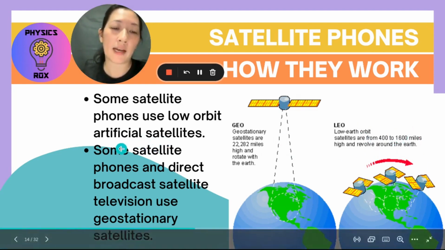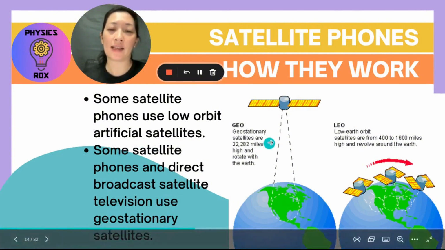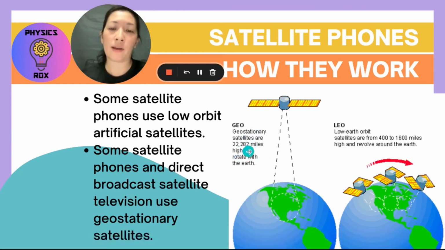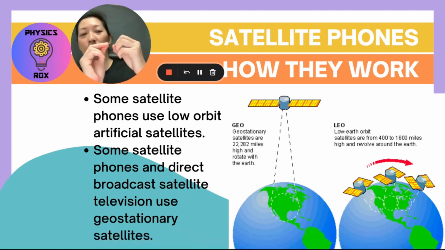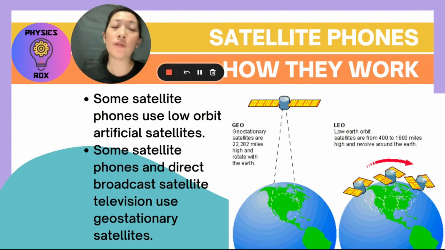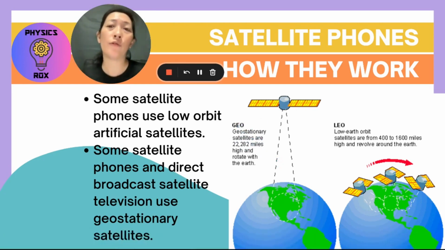Some satellite phones and direct broadcast satellite television use geostationary satellites. Geostationary satellites are much higher. They're about 22,282 miles high, and they rotate with the Earth. The term geostationary here means that geographically they appear stationary to Earth. So as Earth rotates, the satellite moves together with the rotation of the Earth. Although they're actually rotating, geographically they appear stationary. So that's why they call those kind of satellites geostationary satellites. For those of you who are doing SPM, you would have learnt about geostationary satellites as part of your syllabus.